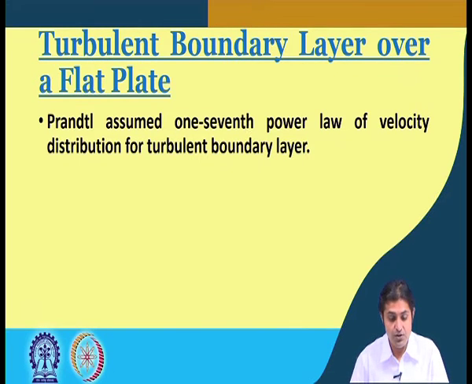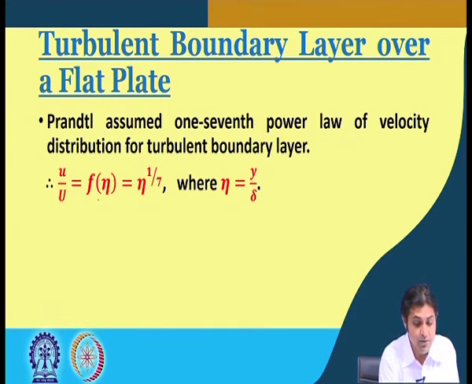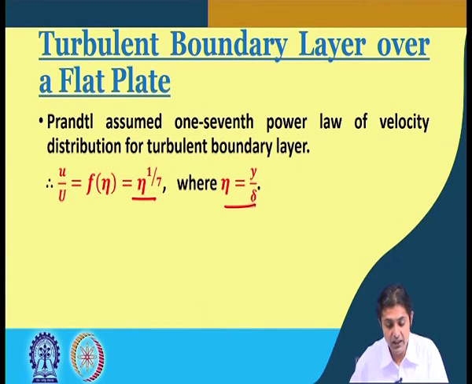Actually, Prandtl assumed 1/7 power law of velocity distribution for turbulent boundary layer. That was his assumption, and he said for turbulent boundary layer, small u by capital U is a function of eta, which is eta to the power 1/7, where eta has the usual meaning: eta is equal to y by delta. Y is the distance above the plate and delta is the boundary layer thickness.